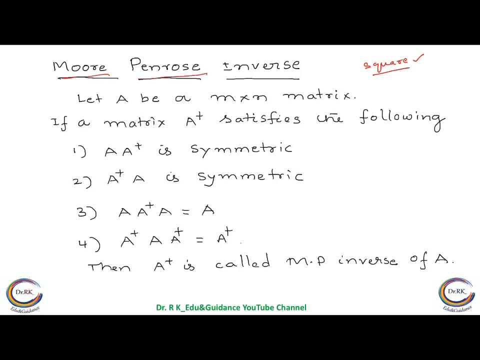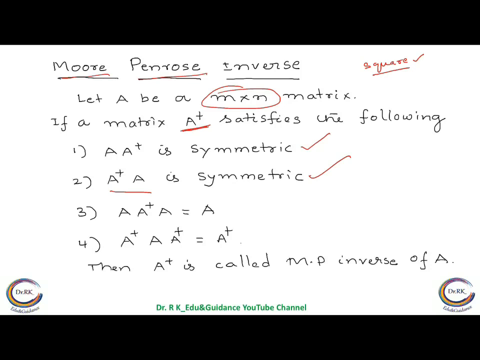So what is the definition? The same understanding we had for a regular inverse mostly applies here also. Let A be a matrix of order m by n, which is not a square matrix; it is a rectangular matrix. Suppose there exists some matrix denoted by A plus which satisfies the following properties. The first one is that A into A plus is symmetric, and also A plus into A is symmetric.